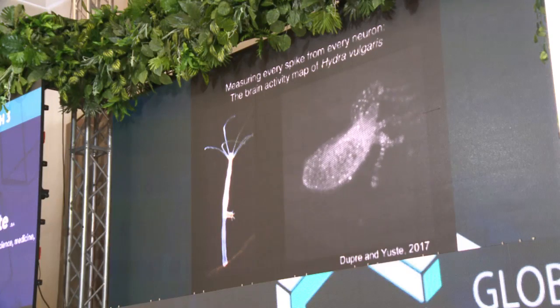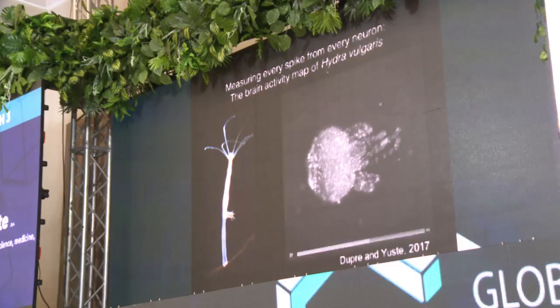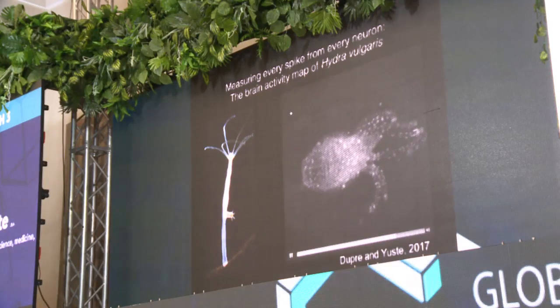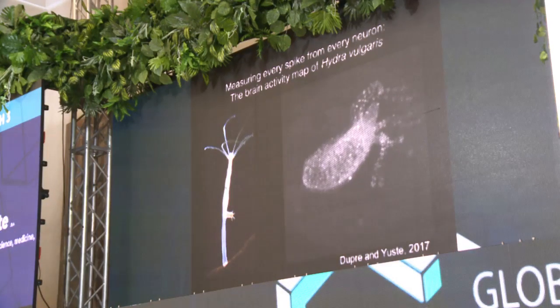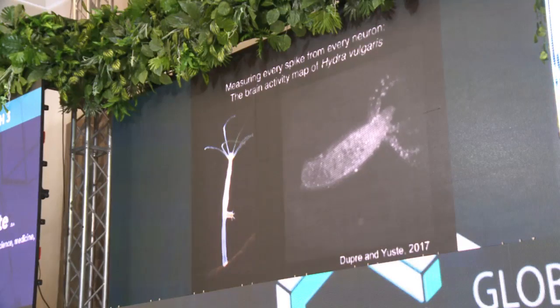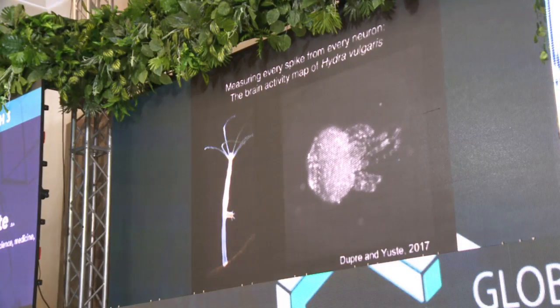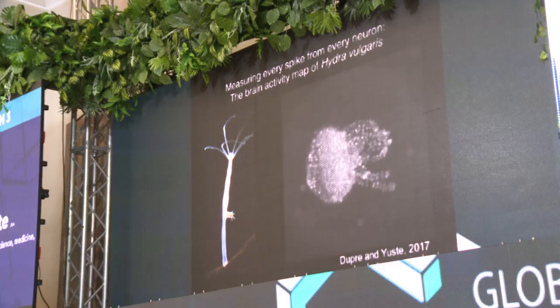And these cnidarians can be made transgenic. So we made transgenic Hydra expressing these calcium indicators in every neuron of the animal. And here you have a movie in which every bright dot is a neuron, and these are expressing calcium indicators. When the neurons are flashing, that's when the neurons are active. So this is the first case in which we can see the complete TV screen of the brain of an animal. This is admittedly a very simple animal. These are the simplest animals that have brains, the cnidarians. But in this cnidarian, we can see every neuron while the animal is behaving.